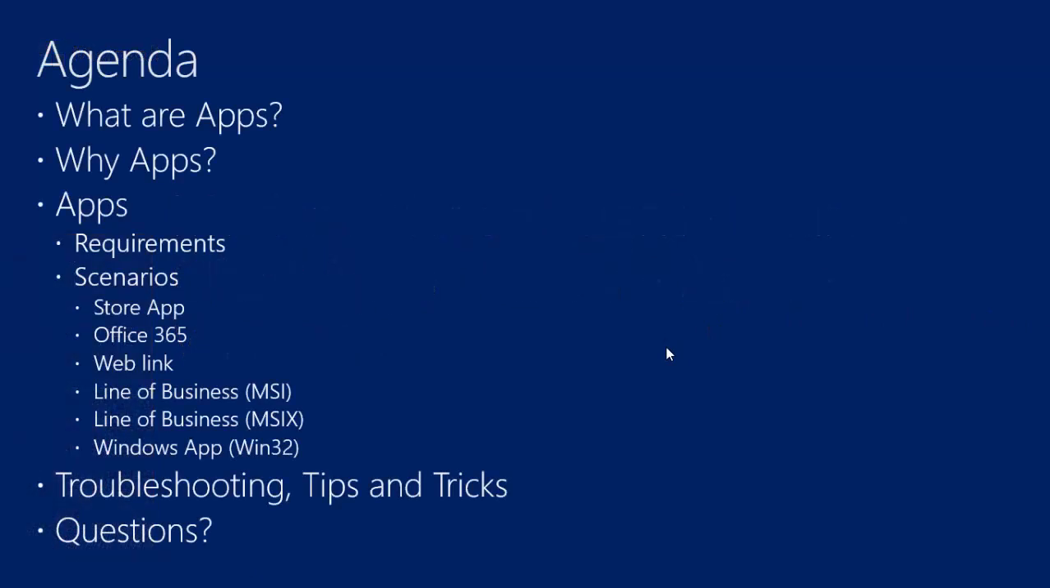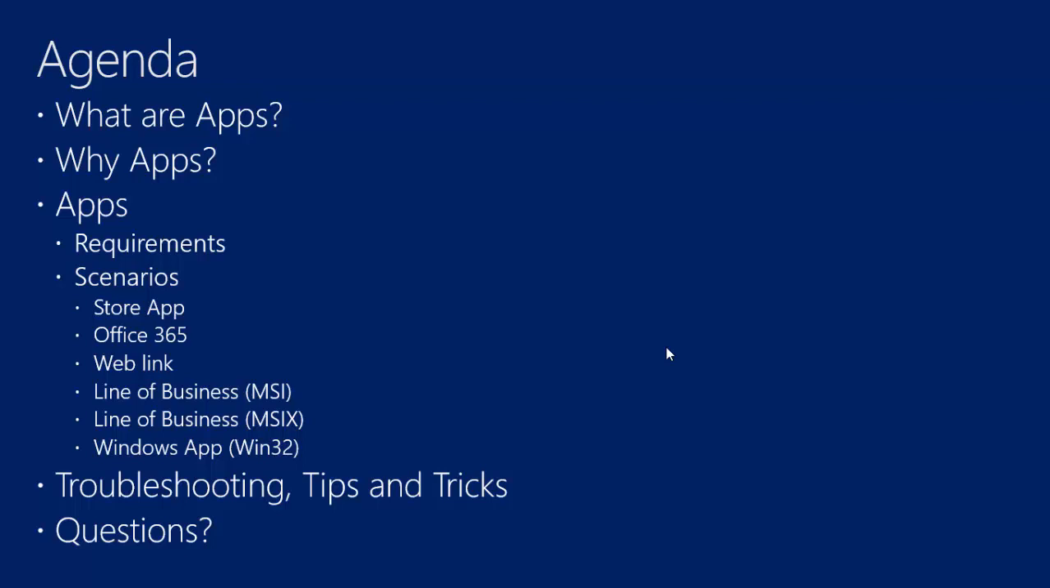So we're going to really quickly talk through what are apps, why apps. We all pretty much understand that, and then really dig into apps specifically, working through some of the requirements, and then focusing on scenarios. There are a few scenarios that I'm going to demonstrate in the session today. Store apps, being able to deploy store apps, being able to deploy Office 365 to Windows. There's also the ability to deploy web links to Windows. Line of business as well, so we'll look at MSI and MSIX both.